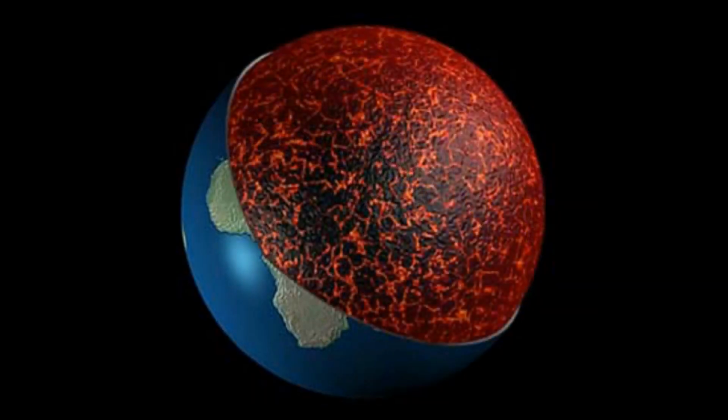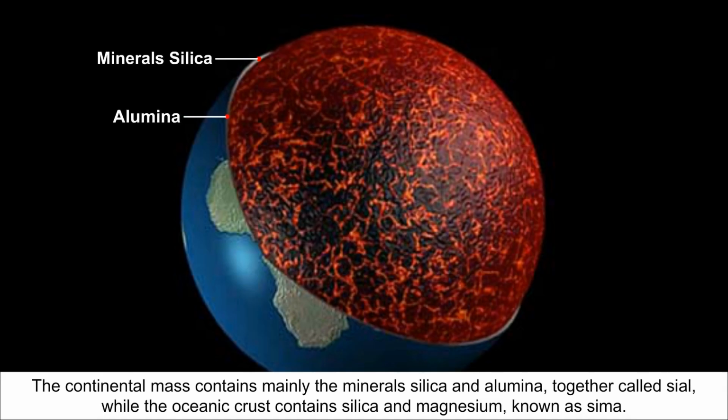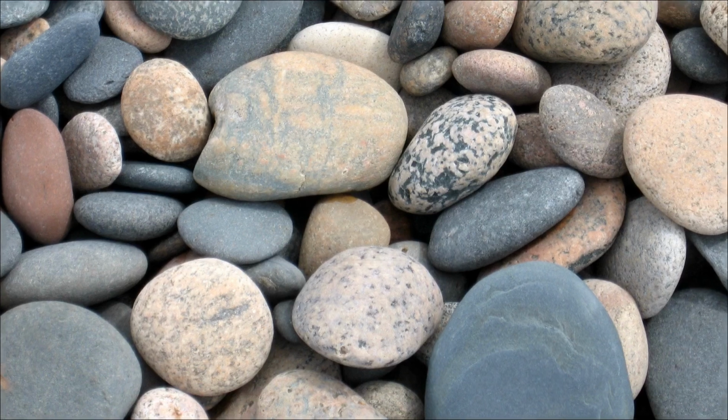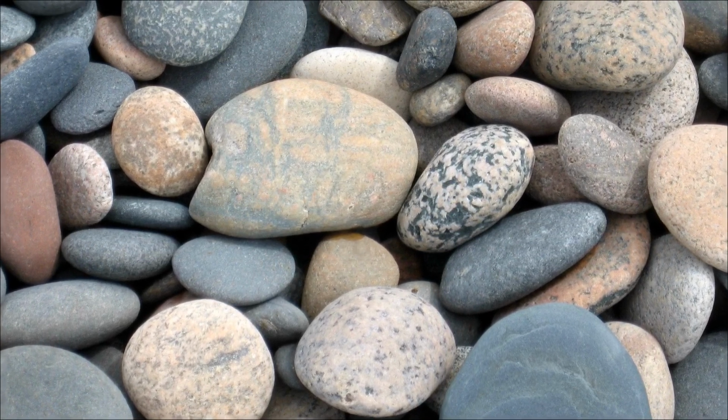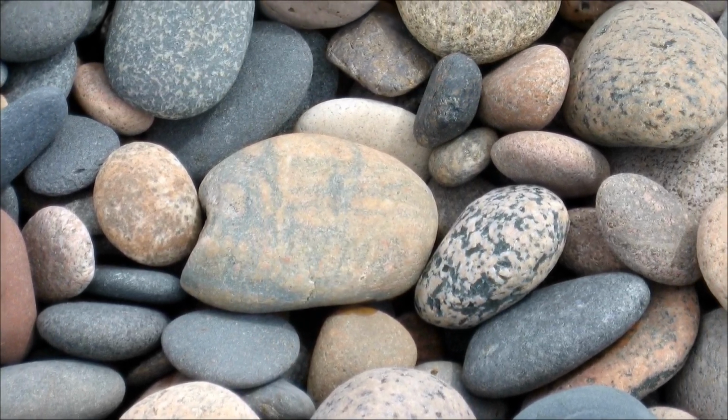The topmost layer is the thinnest one, called the crust, that extends up to 35 km over the continental masses and up to 5 km over the ocean floors. The continental mass contains mainly the minerals silica and alumina, together called Sial, while the oceanic crust contains silica and magnesium, known as Sima. These and other minerals in the crust together sometimes form natural masses, which are called rocks.